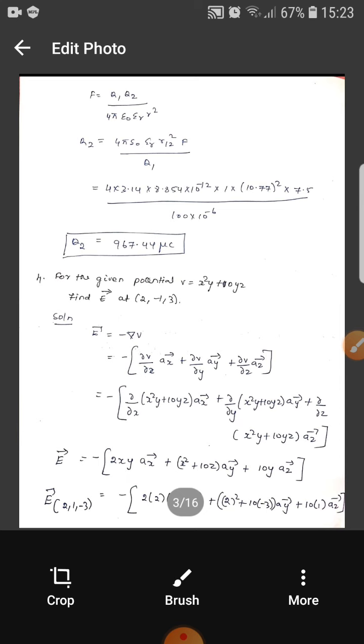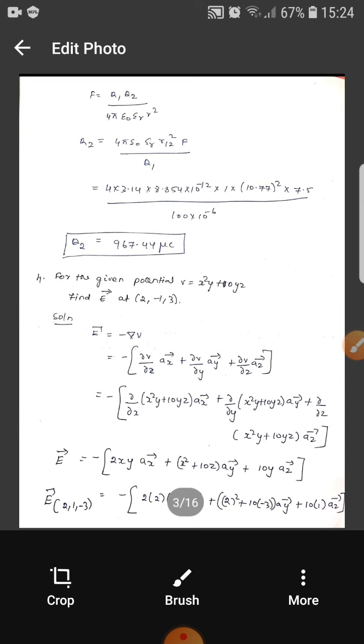Next question: for a given potential V is equal to x square y plus 10 y z, find E vector at the point 2 comma minus 1 comma 3. So solution, E vector is equal to minus del V. So minus del V is equal to minus of dou V by dou x ax plus dou V by dou y ay plus dou V by dou z az.